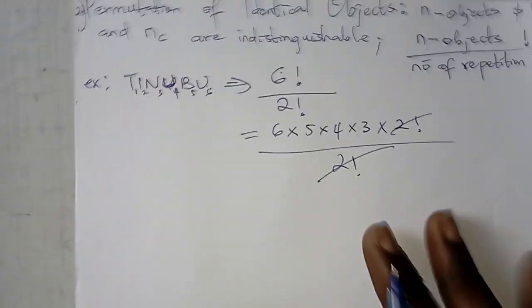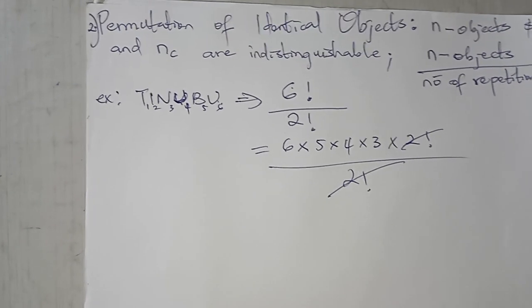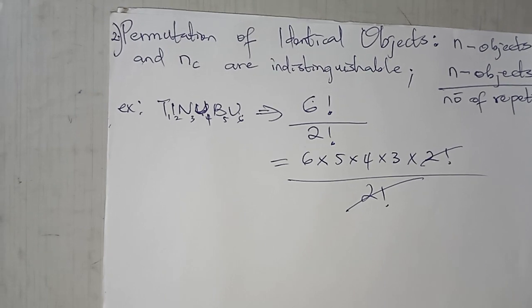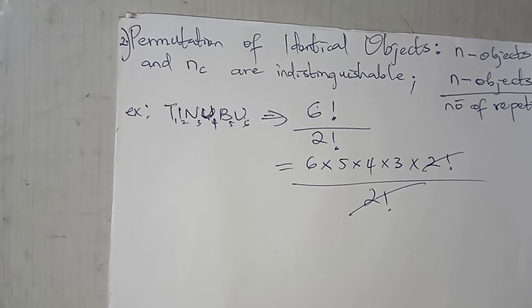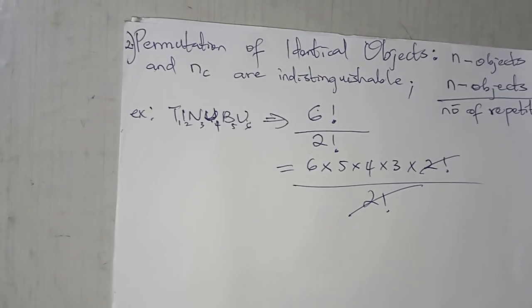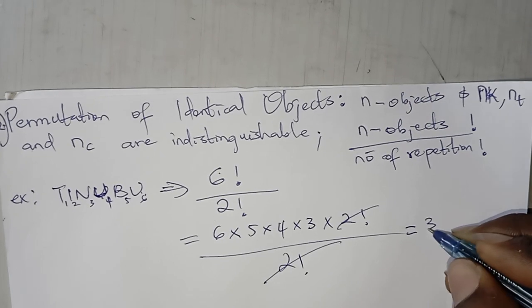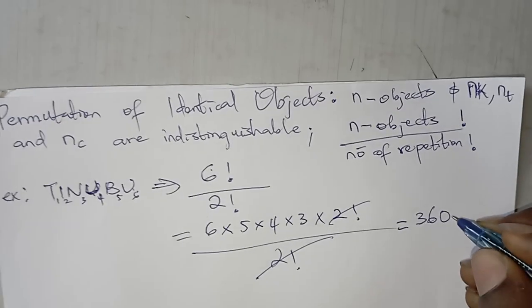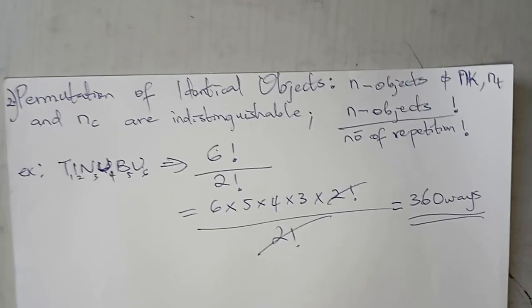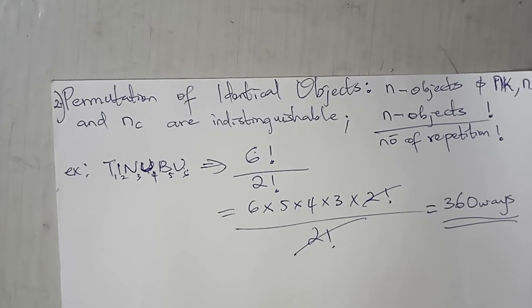These two will cancel. So by the time I do 6 times 5 times 4 times 3, 360 ways. You see why Tinubu is taking us round and round and round. So it's taking us round the circle. So 360 ways.